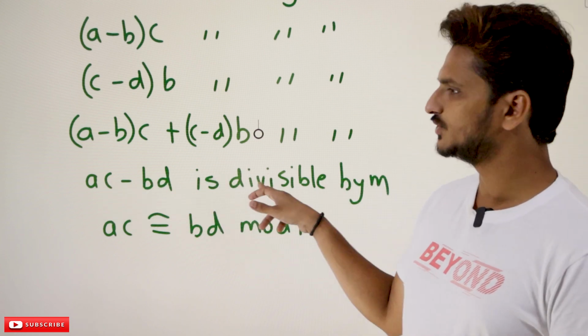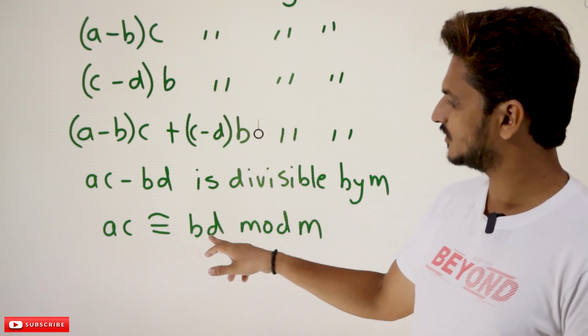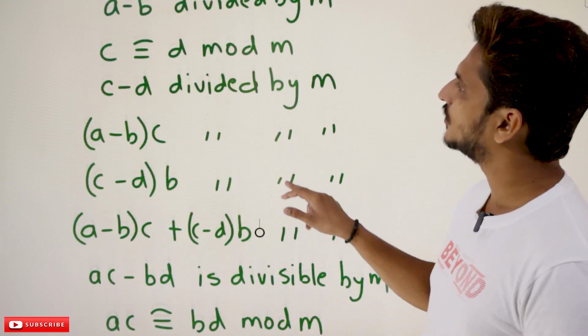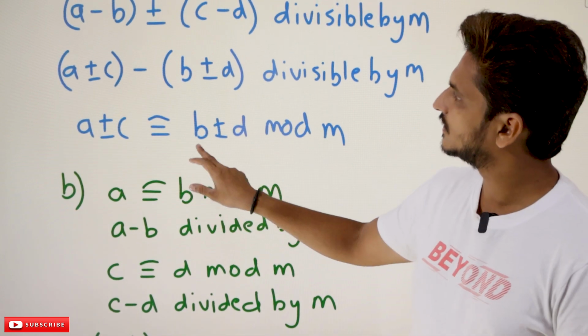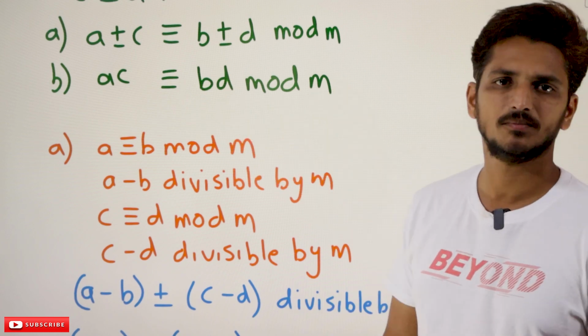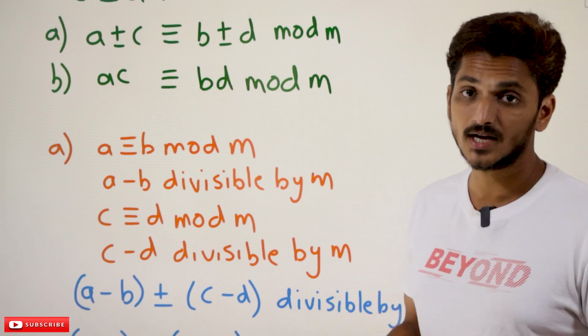AC minus BD divisible by M means AC congruent to BD modulus M. This is what we need to show. AC congruent to BD modulus M. Hope you understand these properties.